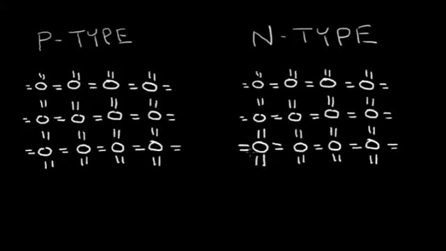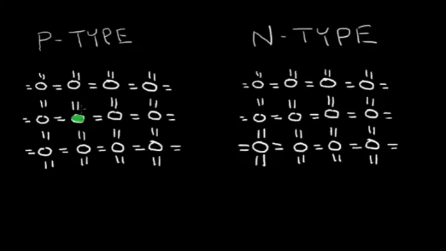Now if I want to take this pure silicon, this intrinsic silicon, and I want to create a p-type material, I can introduce an impurity. And when you introduce an impurity, this is called doping. So in this p side, I want to replace this silicon atom here with a boron atom.